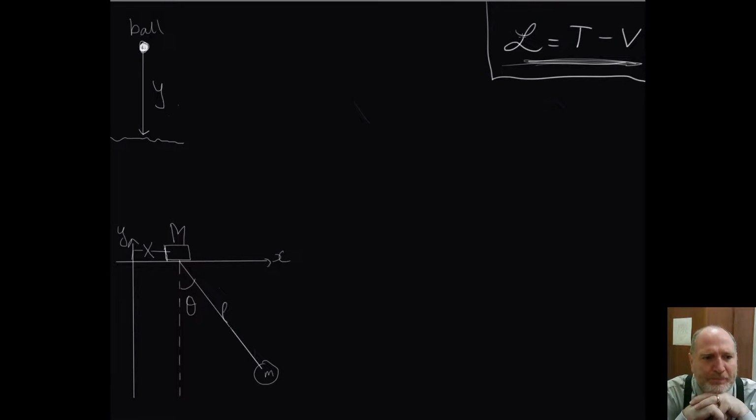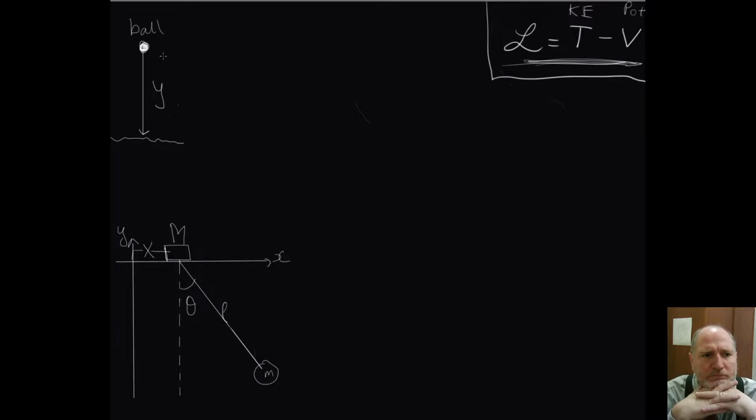So now let's have a look at finding the Lagrangian of a couple of systems. I've got the Lagrangian written up here: L is equal to T, the kinetic energy, minus V, the potential energy. Now let's have a look at this first system.